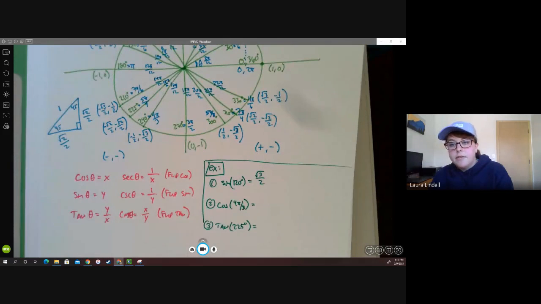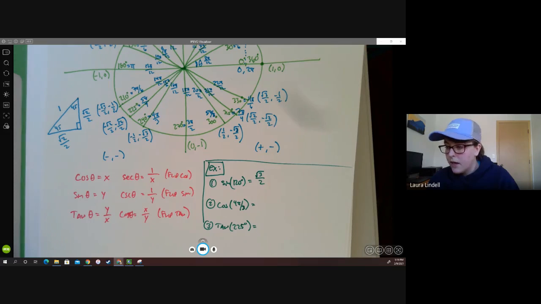And what's nice is it gives it to us in exact form, because if you type this into your TI-84, it's going to give you a decimal. And a lot of times you'll be asked for it in exact form if it's an angle like these, one of these special right triangle type of angles.